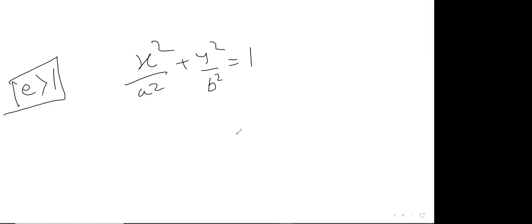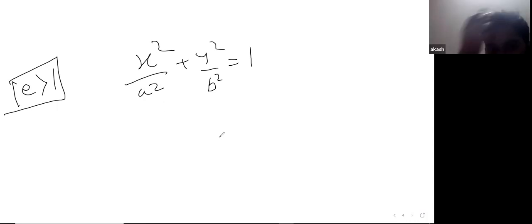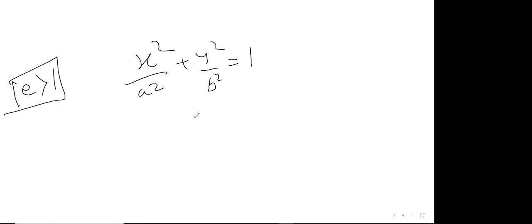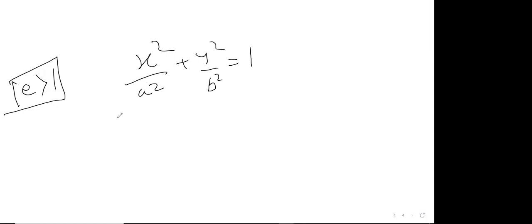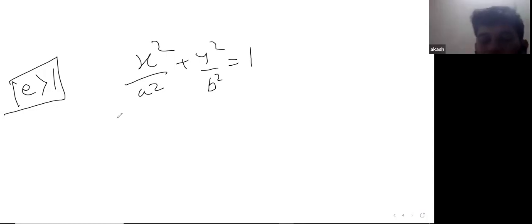So it's the same equation. Eccentricity is greater than 1 for rectangular hyperbola also, because it is a hyperbola, right? Hyperbola is defined like that: the curve which has eccentricity greater than 1 is called hyperbola. But this is rectangular, so... No, it's not different.